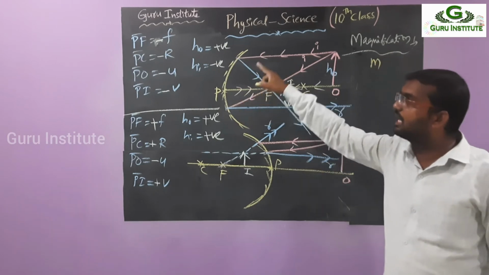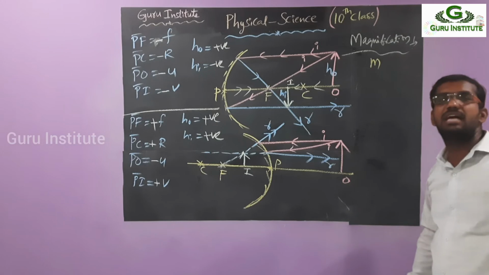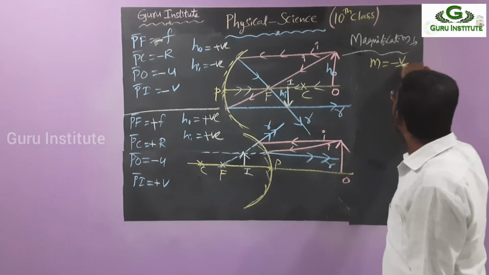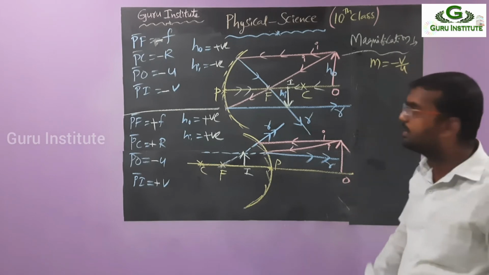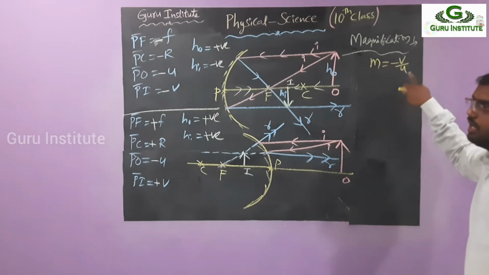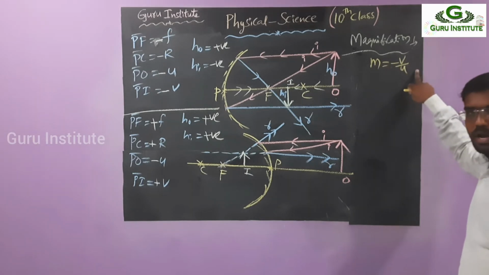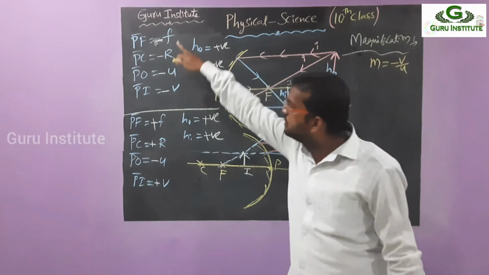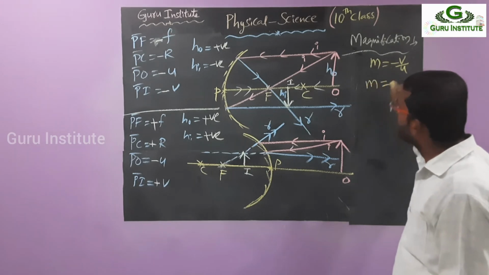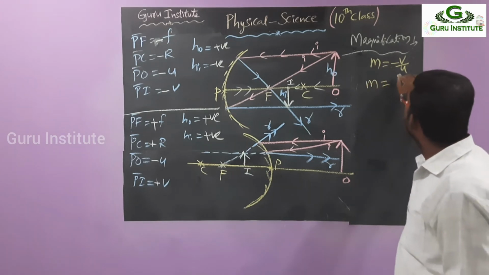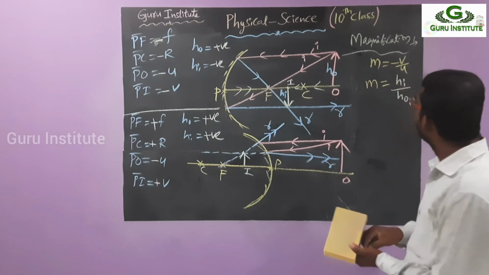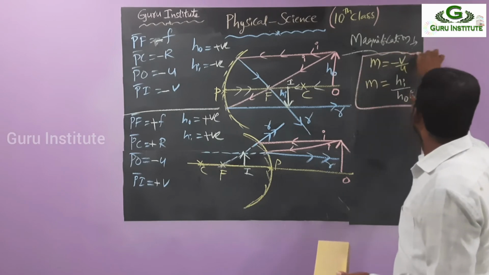Like f, u, v, we use small m for its identification. So what is the formula for this? Minus v by u. That means the magnification is the negative of image distance by object distance. Whenever applying this formula and finding the value, you should follow these sign convention rules. And this is also equal to hi by h naught. This is about the magnification.